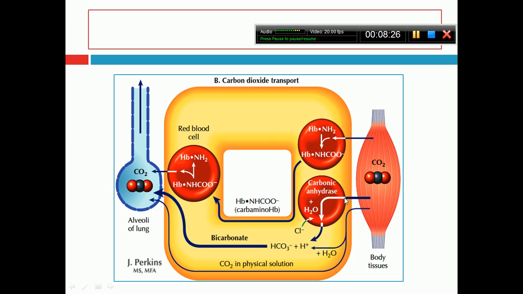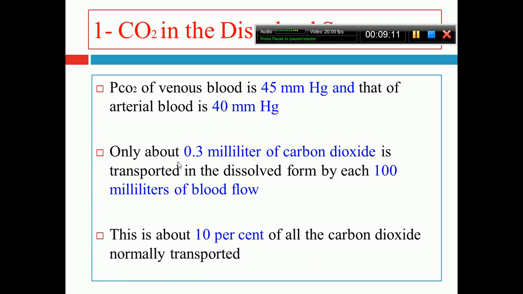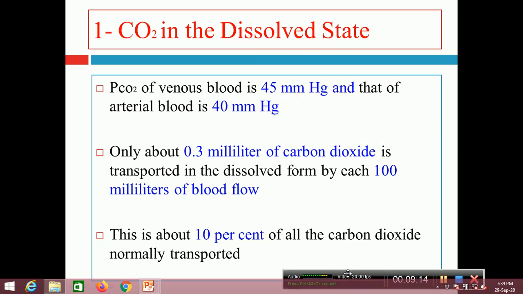Number 2, here carbon dioxide combines with water. Carbonic anhydrase is there. Carbonic anhydrase actually causes dissociation into acid and base. This bicarbonate ion gets here and it is again transported and shifted to carbon dioxide and goes back simply. Then the third one is carbaminohemoglobin, NH2, and it is replaced by COO, and simply this is taken to the alveoli.